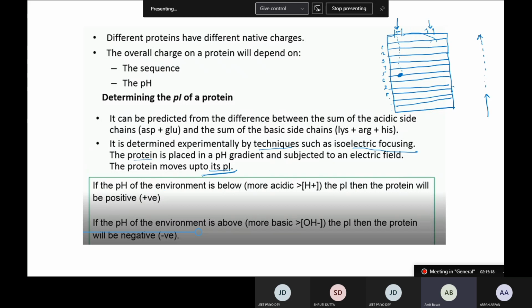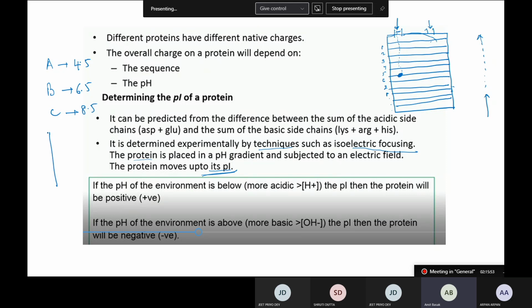Okay, so that's how you know the isoelectric point of the protein. If proteins have different isoelectric points, that is also another important parameter, because last time I was a little bit in a hurry. Suppose there are three proteins, A, B, C. A has an isoelectric point of 4.5, B has an isoelectric point of 6.5, and C has an isoelectric point of 8.5.